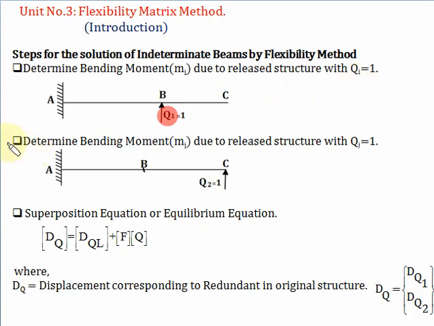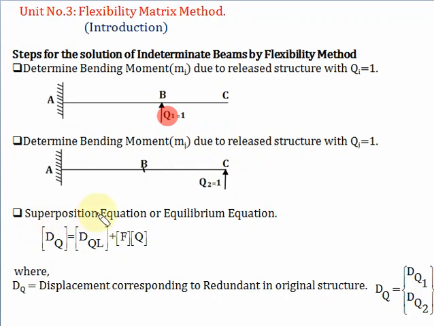Okay. Now second, determine the bending moment Mj due to the release structure with Qj equal to 1. That means this is our second unknown. So you have to remove the external load, and at support C, the vertical reaction at C is our second unknown. There you have to apply the unit force. Okay. And we have to find out the bending moment due to the release structure.